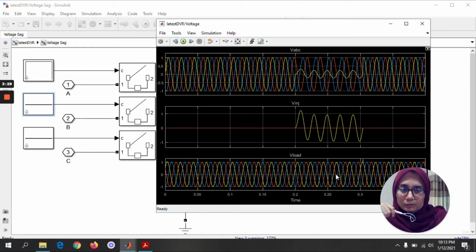So our load will produce a stable waveform without any fault or disturbance, and the customer will use their appliances without any error or fault.